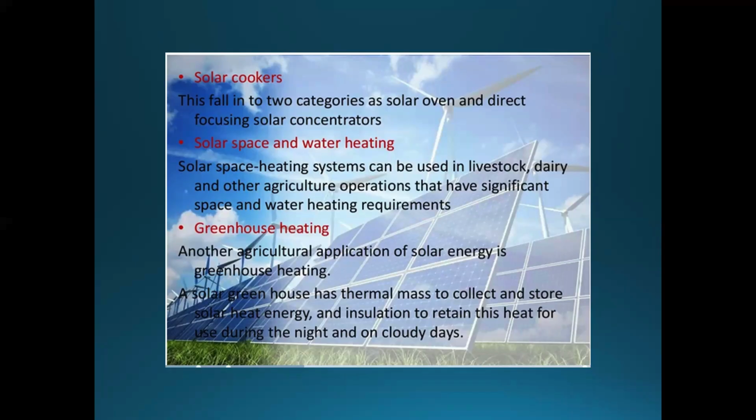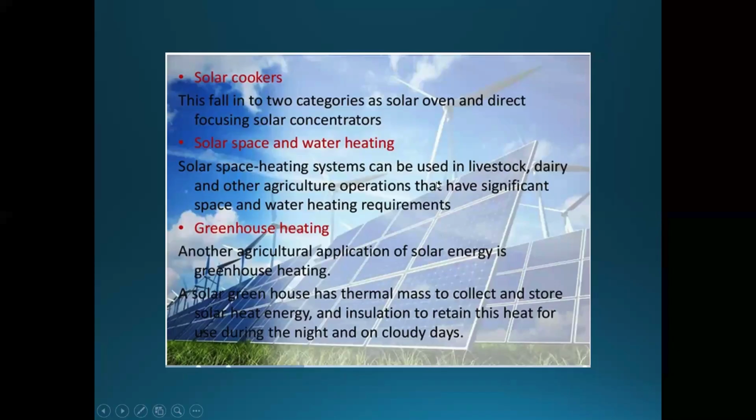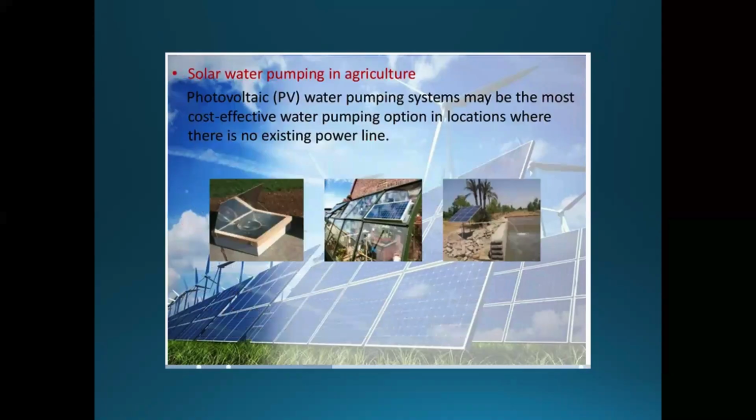So what is solar energy? What are its applications? That's it. Solar space and water heating systems: it is mostly used for heating. Then greenhouse heating, another agricultural application. It has a large thermal mass to collect and store the solar heat, and insulation to retain this heat for use during night and on cloudy days.